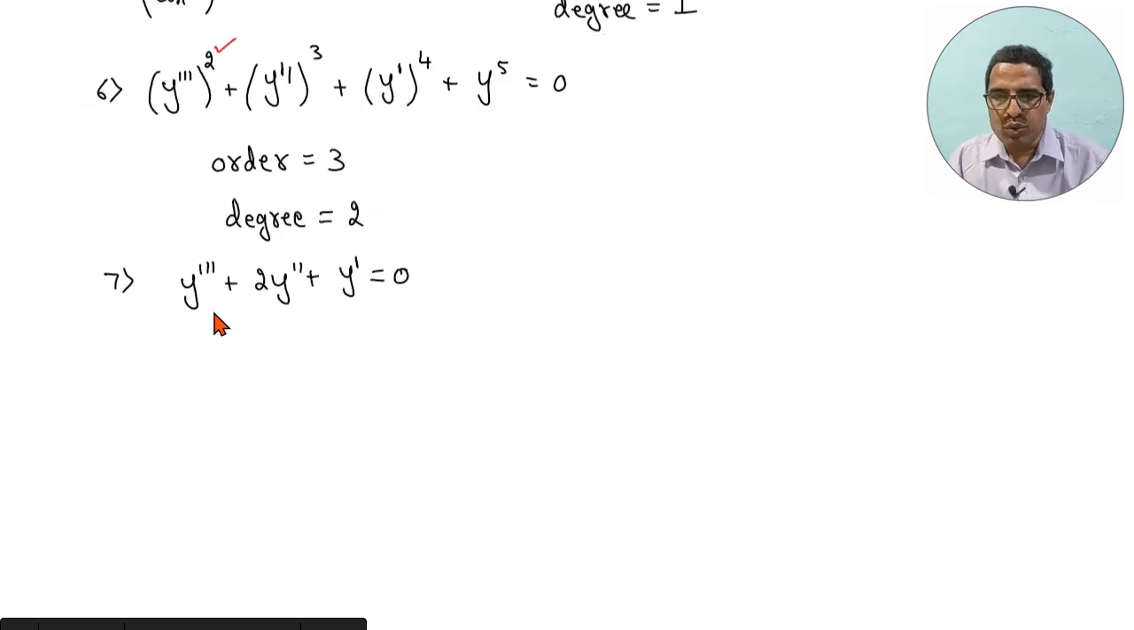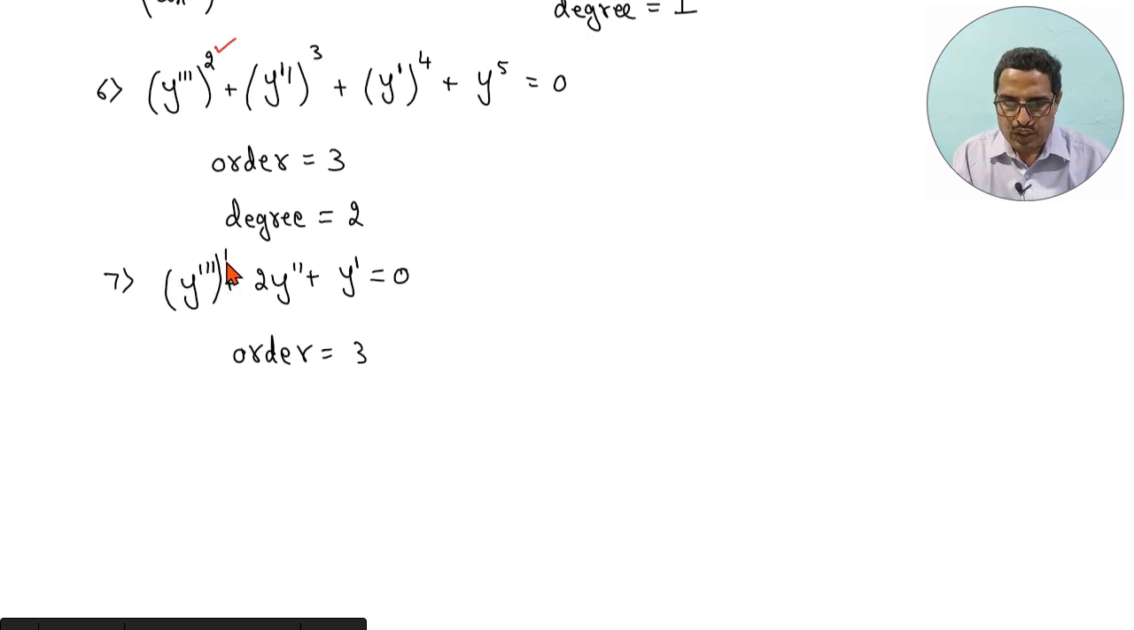The next question is y''' + 2y'' + y'. Here the given differential equation is a polynomial function in derivatives. Therefore, the degree exists over here. So try to identify: y''' represents the highest order derivative. Therefore, the order of this given differential equation is 3. And what is the power raised to this third order derivative? The power is 1. Therefore, the degree of this given differential equation is 1.